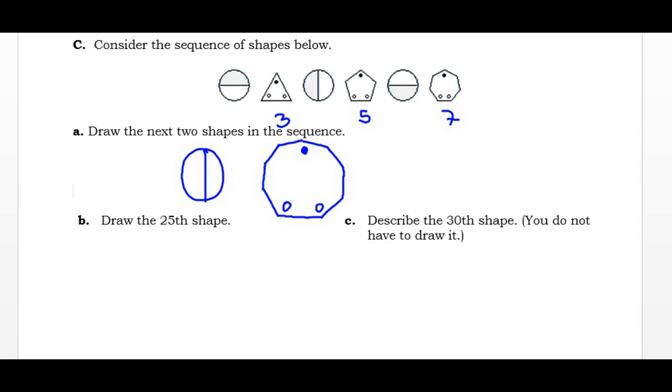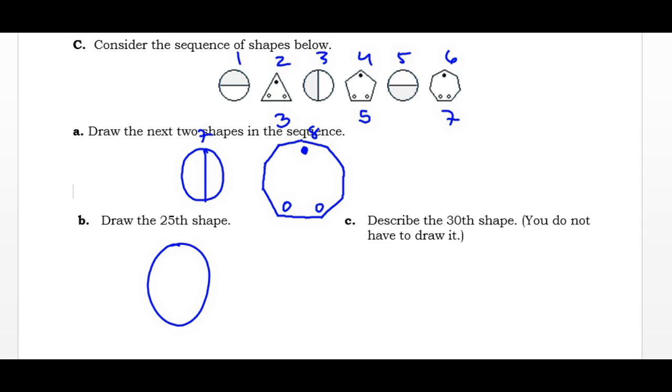Letter B says draw the 25th shape. So I need to continue this pattern. 1, 2, 3, 4, 5, 6, 7, 8, all the way to number 25. Now 25 is an odd number, and I noticed all the odd numbered shapes are circles. So that's for sure a circle. I just got to figure out if it's a horizontal bar or a vertical bar in the middle of that circle.